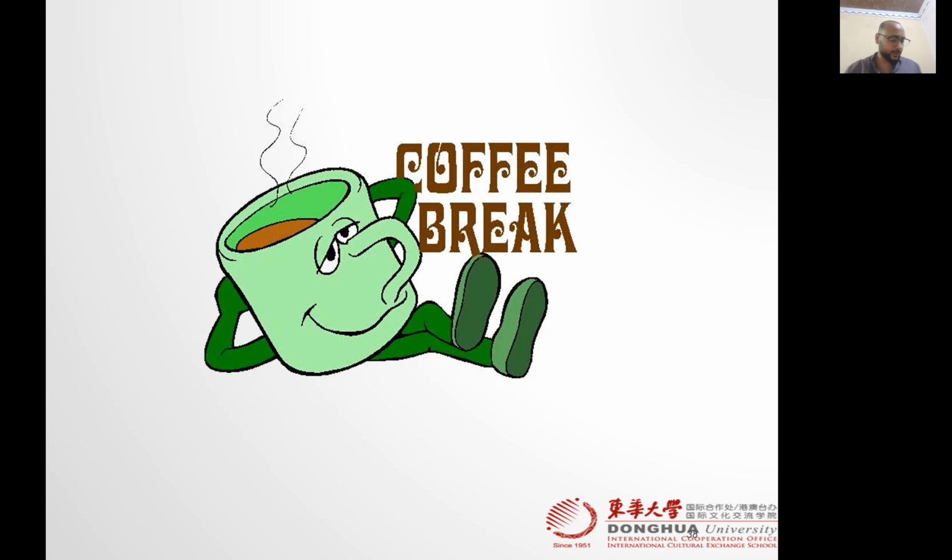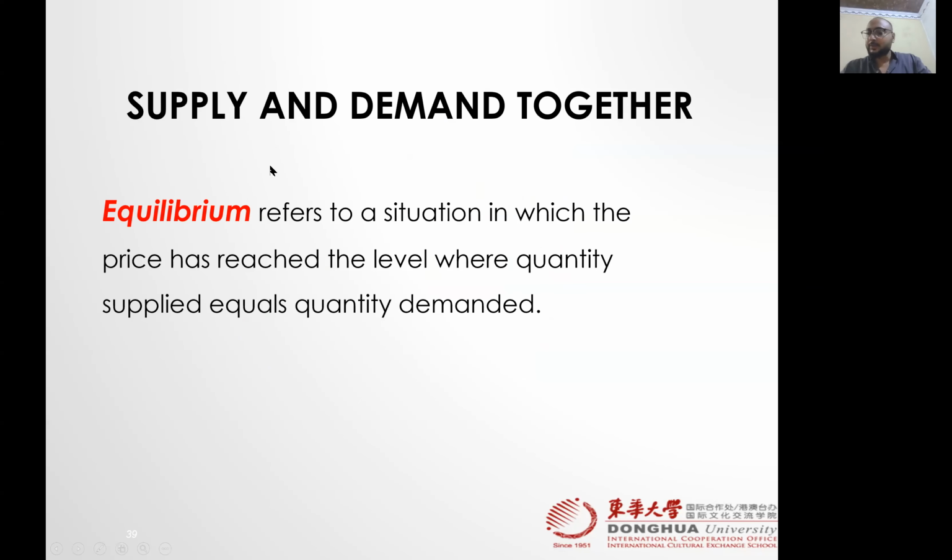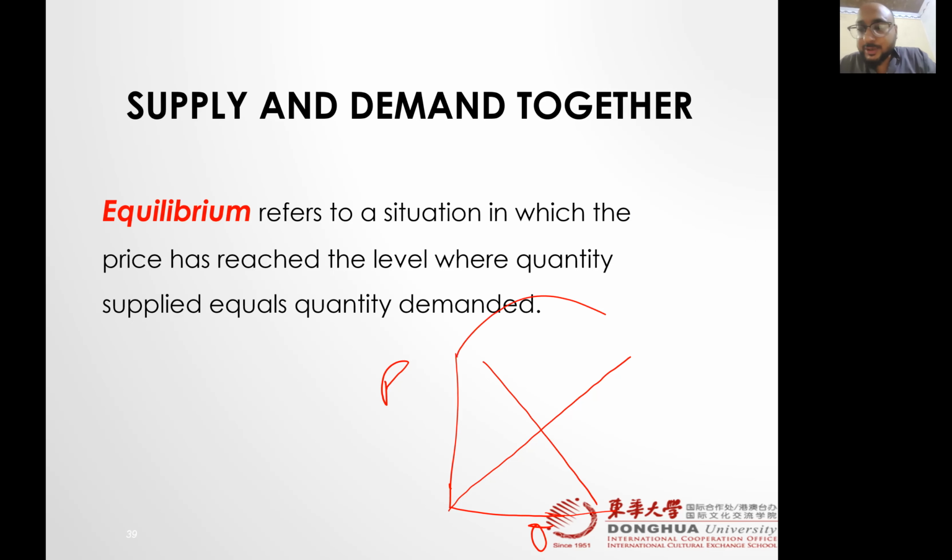So we just finished our discussion on the power of supply curve, the market force of supply. Let's talk about the next concept, which is supply and demand together. So if we plot supply and demand curve on the same graph, price and quantity here, this situation is called supply and demand together.